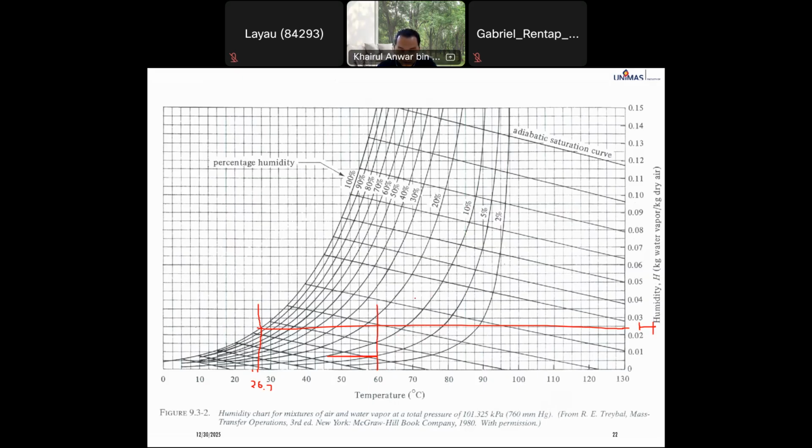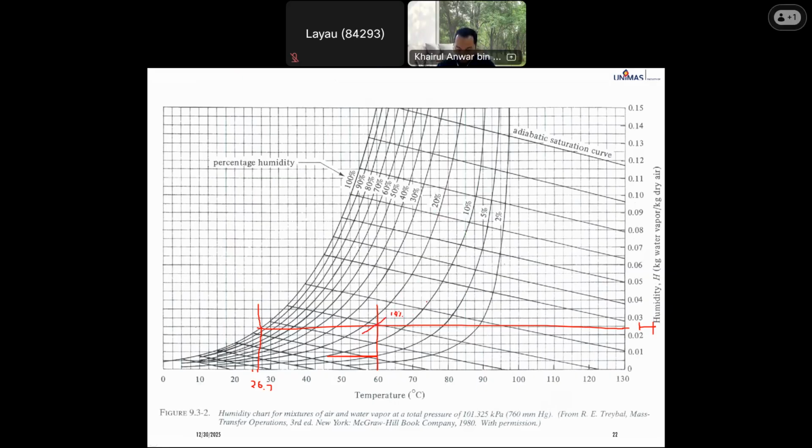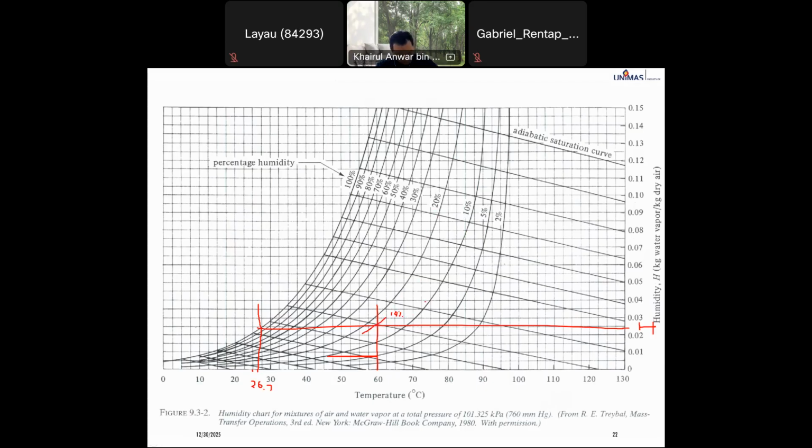if you refer to this percentage humidity, assuming we have a matrix cell. So this line is between 20 and 10%. So based on the book, at this point, it's actually a 14%. 14% HP.